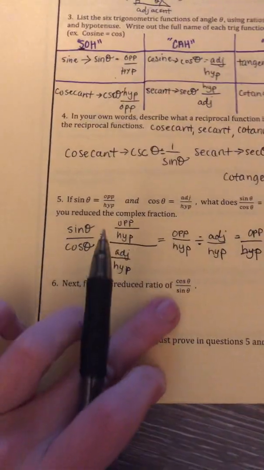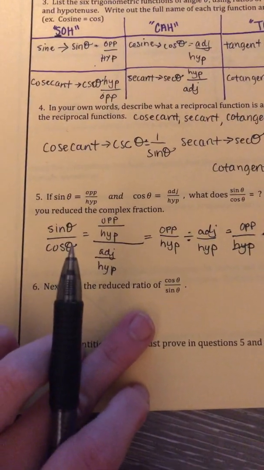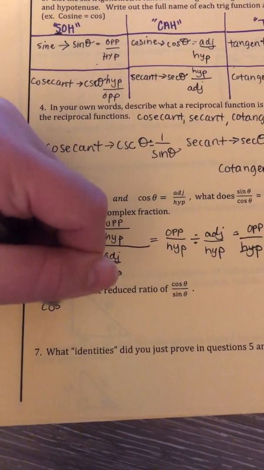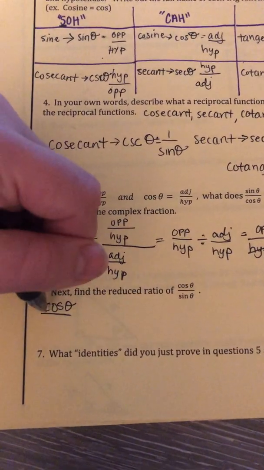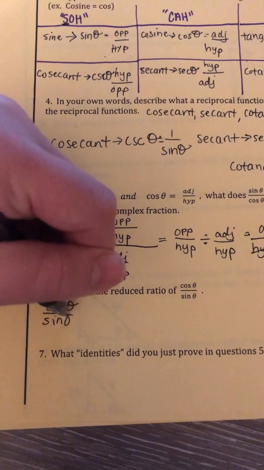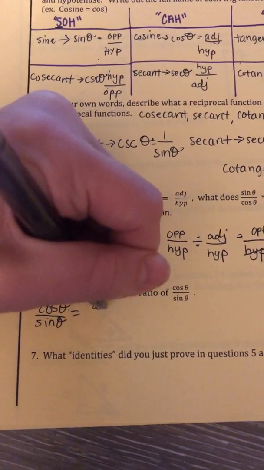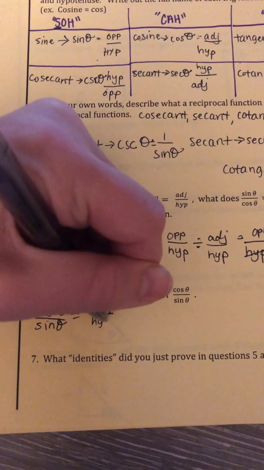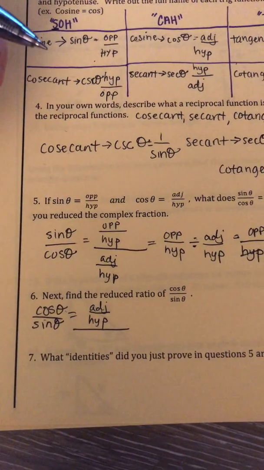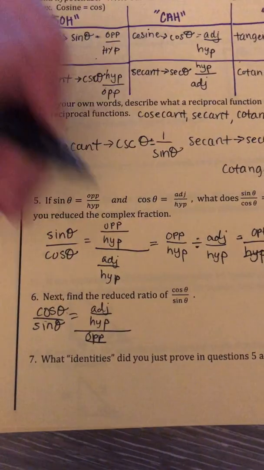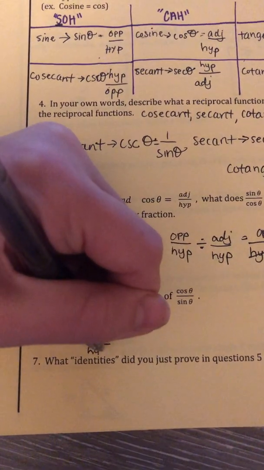We're going to simplify the next one. So we have cosine over sine. If we take this, it is actually adjacent over hypotenuse divided by sine, which is opposite over hypotenuse.